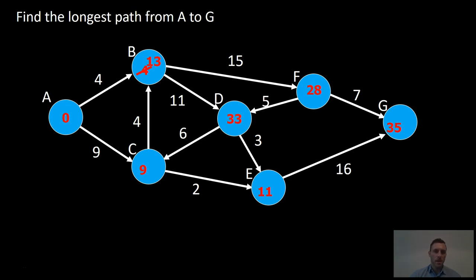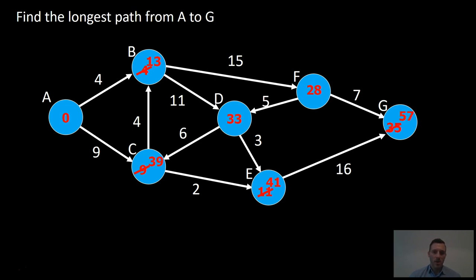So from D to get to C, we could have gone 33 plus 6, so we cross out 9 and go 39. And then from C, we can go to E, so 39 plus 2, so we cross out 11 and write 41. This time from E, we can go to G, so 41 plus 16, we cross out 35 and we end up with 57.